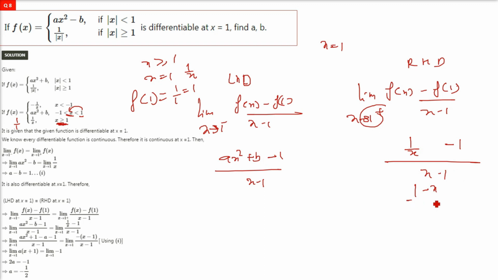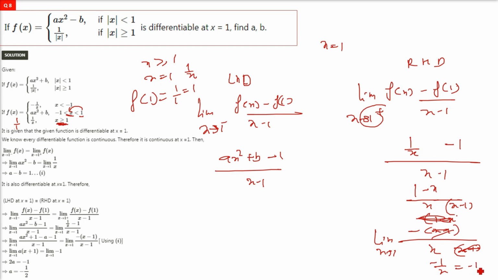Let us solve the right one. 1 minus x by x divided by x minus 1. So what do you get here? You can change the sign, minus 1 minus x. x minus 1 in the denominator, you have x here. This gets cancelled, you get minus 1 by x, and since x is tending to 1, the limit is 1. Just replace x by 1. So see, minus is in the numerator, x minus 1 gets cancelled. So you have a minus 1 by x, and x is of course tending to 1. So you get a negative 1 here.